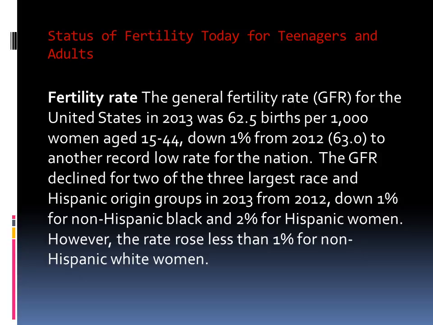The status of fertility today for teenagers and adults, known as the general fertility rate, GFR, for the United States in 2013 was 62.5 births per 1,000 women aged 15 to 44. This was down 1% from 2012 and is a record low rate for the nation. The GFR declined for two of the three largest race and Hispanic origin groups in 2013 from 2012, down 1% for non-Hispanic Black and 2% for Hispanic women. However, the rate rose less than 1% for non-Hispanic white women.